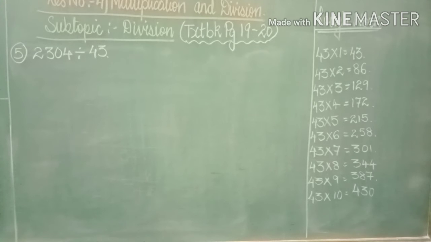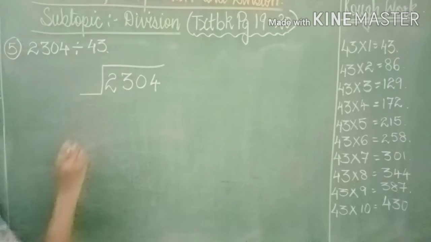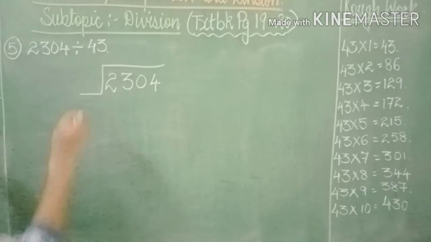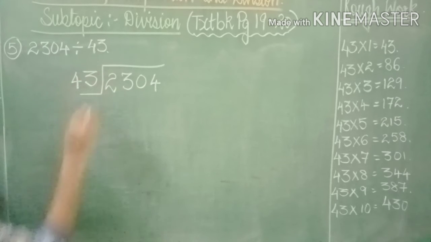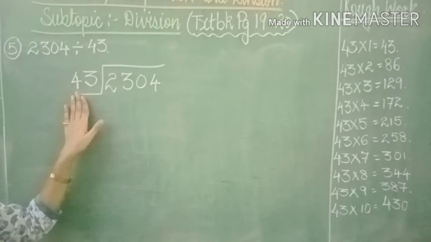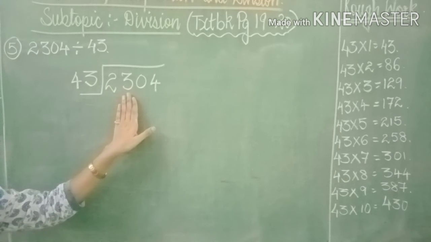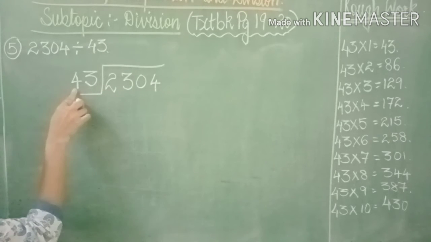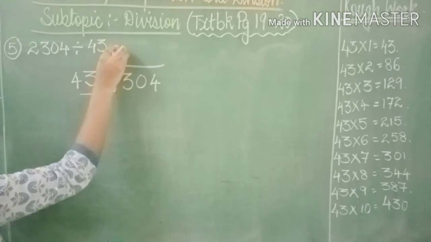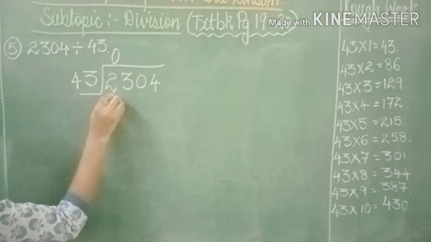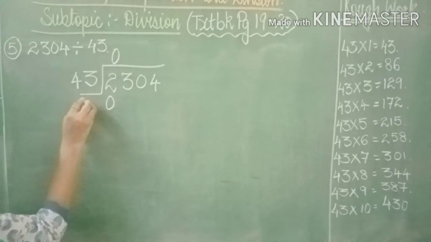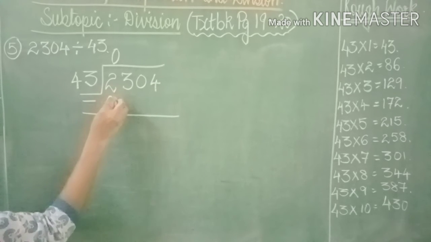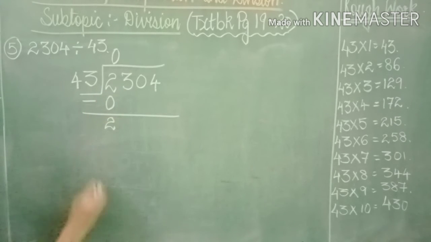2304 divided by 43. So we will be writing 2304 divided by 43. 43 is called as divisor and 2304 is called as dividend. 2 is a smaller number, 43 is a bigger number. So we will be writing 0. 43 zeros, the answer will come as 0. We will put the minus sign and then we are going to subtract. 2 minus 0, answer will come as 2.